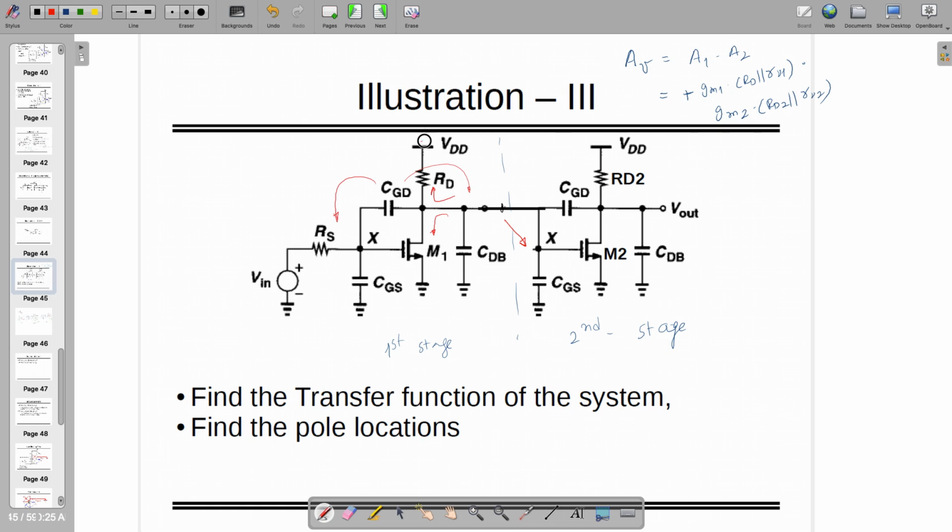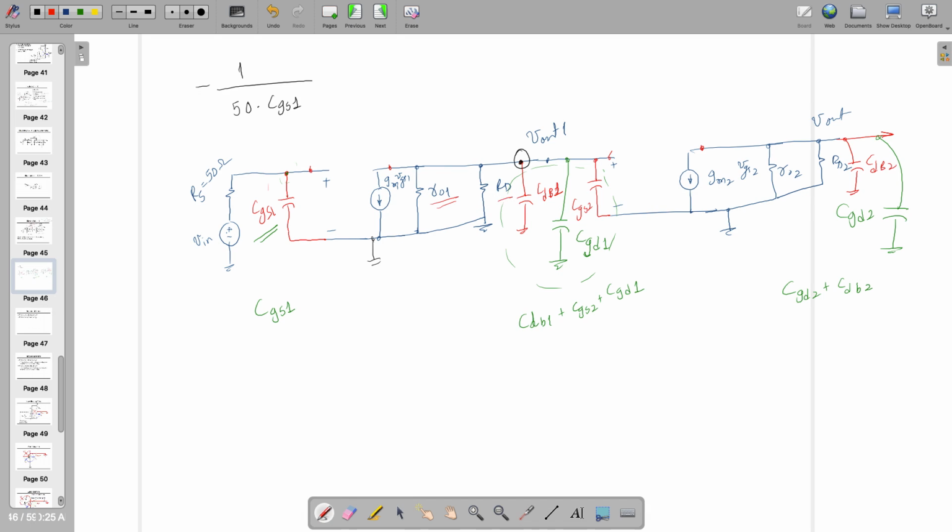When upside, I am seeing RD with the fact that VDD is 0, or it's an AC ground. And this side, on looking at drain, it's RO1. So RD in shunt with RO1 in shunt with infinity. And that is what you can see here. That's the resistance you are seeing at this node. Notably, at that time VGS equal to 0. So the second pole you can write down as minus 1 by RO1 in shunt with RD times CDB1 plus CGS2 plus CGD1.